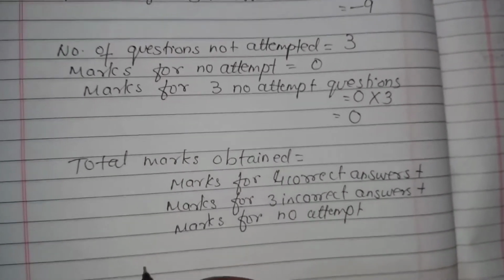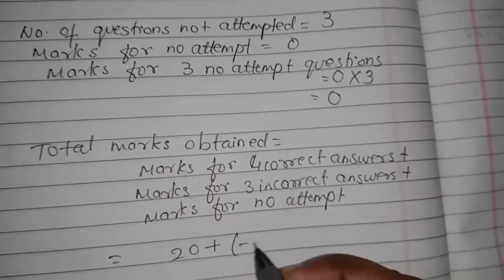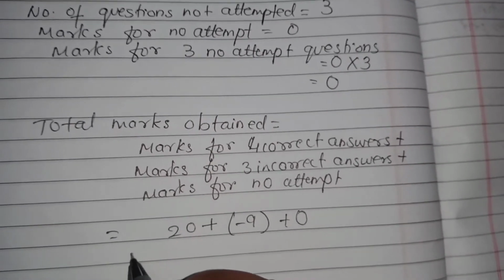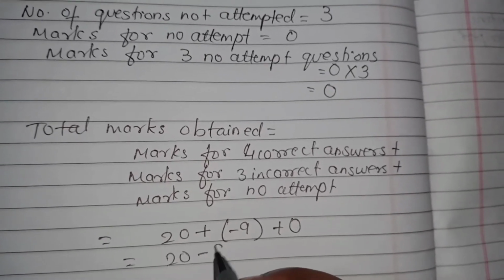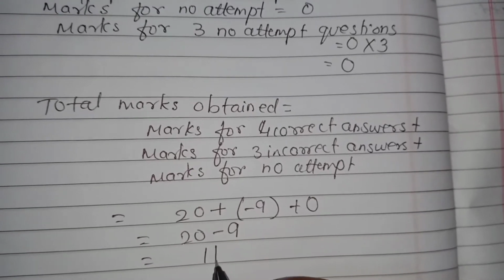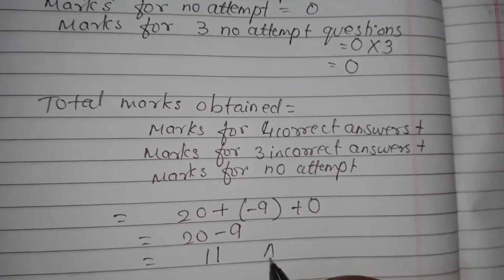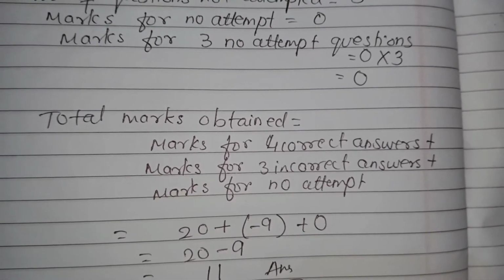Marks for 4 correct answers is 20. Marks for incorrect is -9. Marks for no attempt is 0, so we leave it. So 20 plus -9, that is 20 minus 9, which is 11. So this is the answer. The final marks he got is 11 after the correct, incorrect, and no attempt answers.